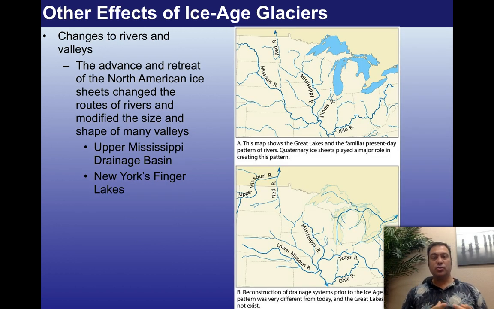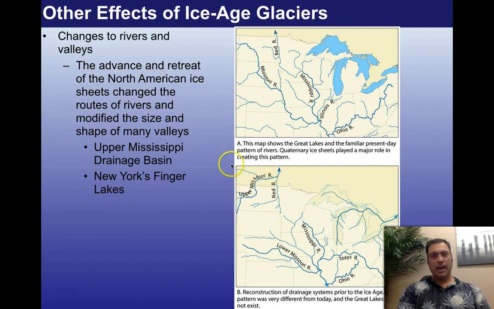It's also had the effect of changing drainages over time. The advance and retreat of the North American ice sheets changed the routes of rivers and modified the size and shape of many valleys. The upper Mississippi drainage basin currently looks like this. You've got the Ohio, the Illinois, the Mississippi River here. The Red River drains to the north, and the Missouri River, of course, feeds into the Mississippi here. But we've been able to reconstruct old river systems prior to the Ice Age, and it looked very different. There were actually rivers where we currently have Great Lakes. The Red River was a dominant catchment basin, delivering material from the upper Missouri River, which now drains into the Mississippi. So over time, things change a lot.